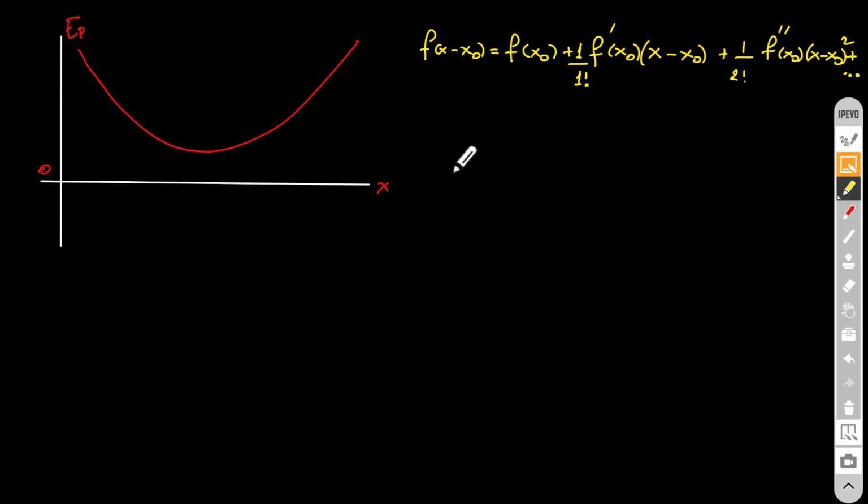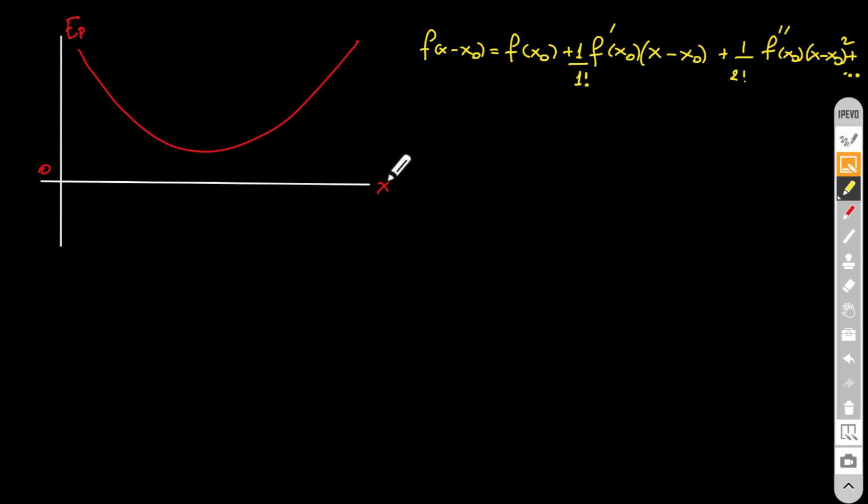In this video, I will talk about potential energy, the Taylor series, and how we can use the Taylor series to approximate the potential energy around the minimum. So in this case, I have done a graph where I have the potential energy of a system, and this is as a function of x.